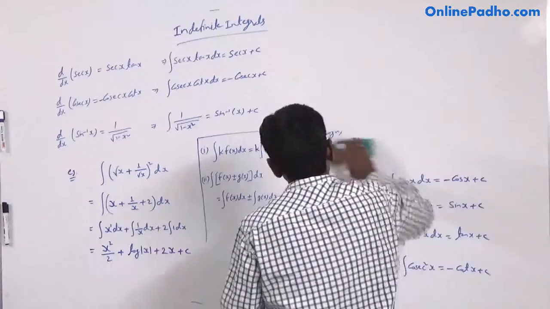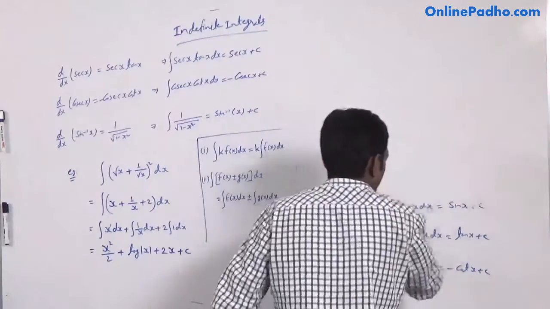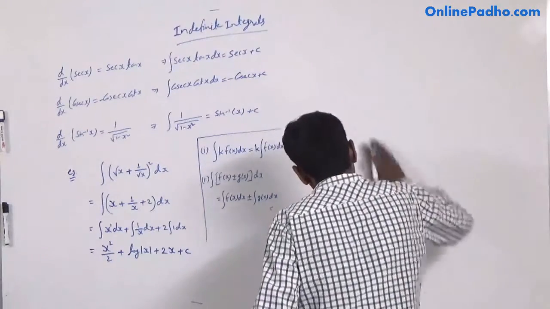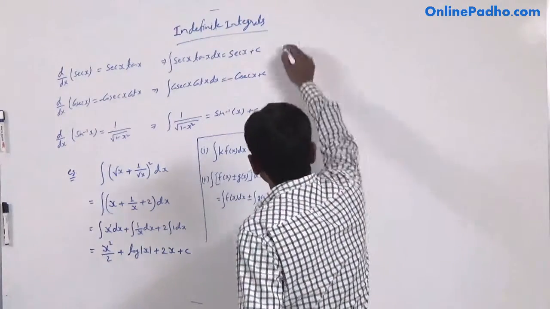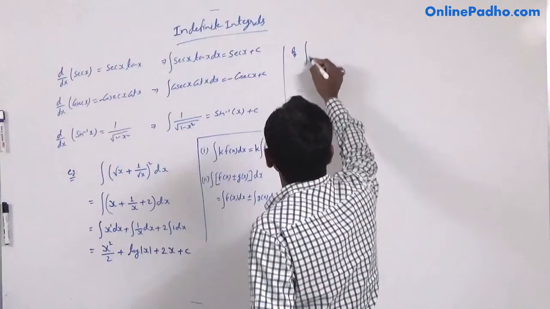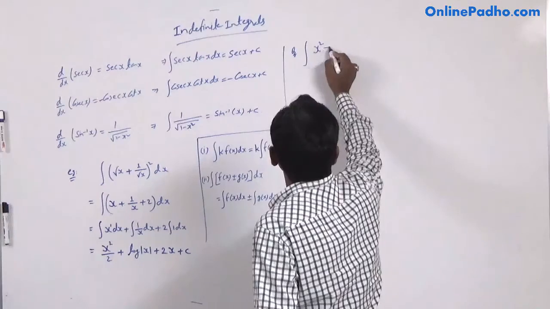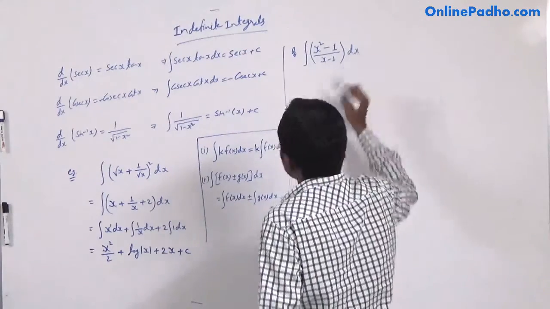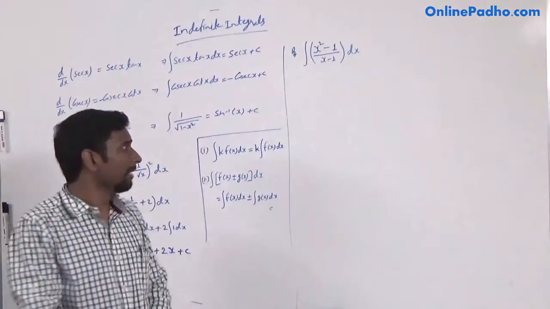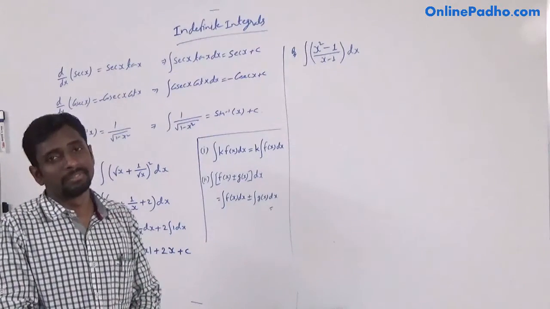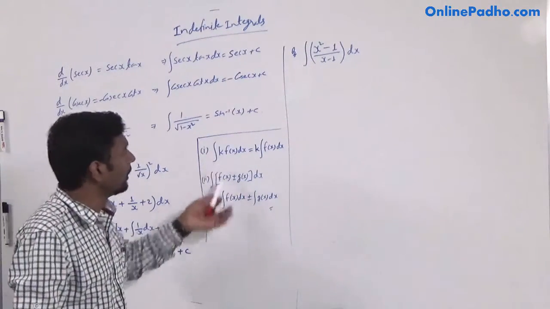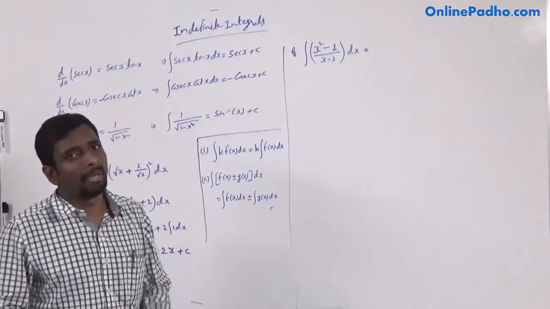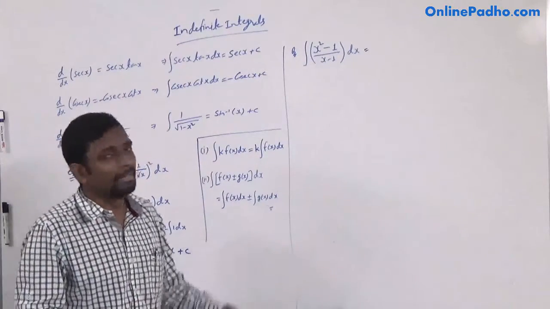For example, if we have an algebraic function like integration of x square minus 1 divided by x minus 1, and we need to integrate this function with respect to x. How can we integrate this function? We don't have any quotient rule in this. We have these two rules only. So we need to simplify this function before integrating. First we have to simplify by factorization or by rationalization, then we can integrate this function.